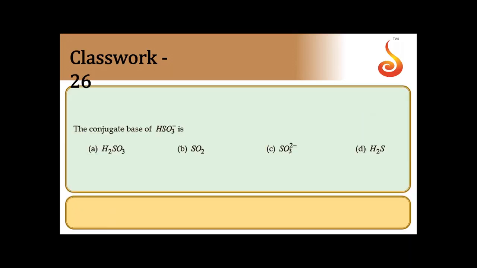Then the 26th one now. The conjugate base of the following. A conjugate acid base pair will differ only by a proton. To get a conjugate base, just remove a proton from the species given to us. So HSO3 minus is given. Just by removing one proton, one H plus is removed, we get SO3 2 minus. SO3 2 minus is option C. So the answer is C. To get a base, just remove one proton from the acid given to us. So the answer is option C.